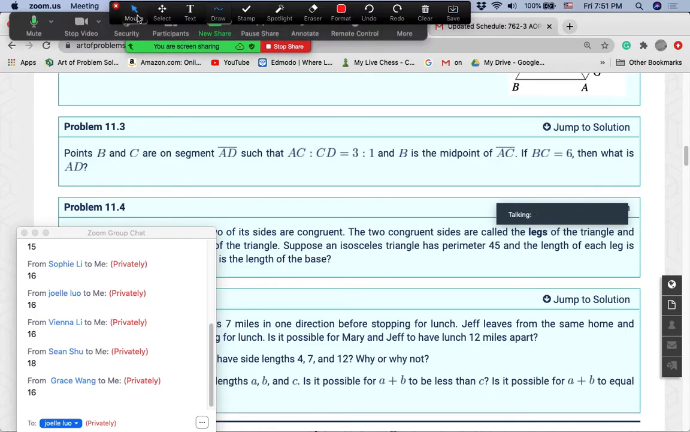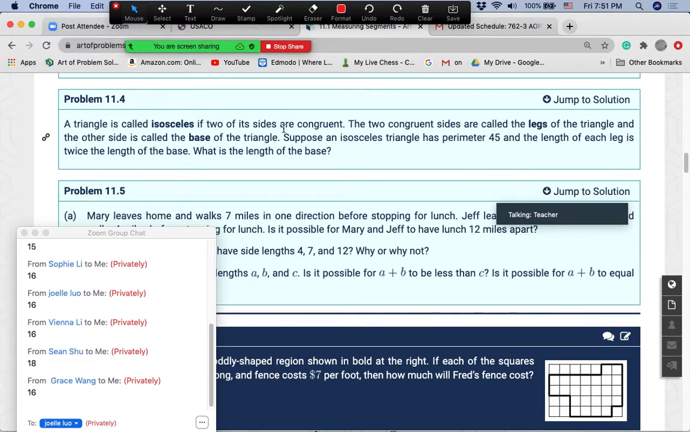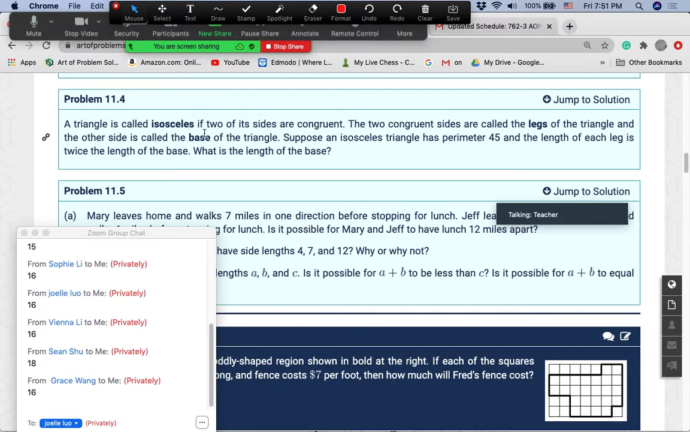So for this geometry problem, first you need to draw the diagram. That's very, very important. Now let's go to 11.4.